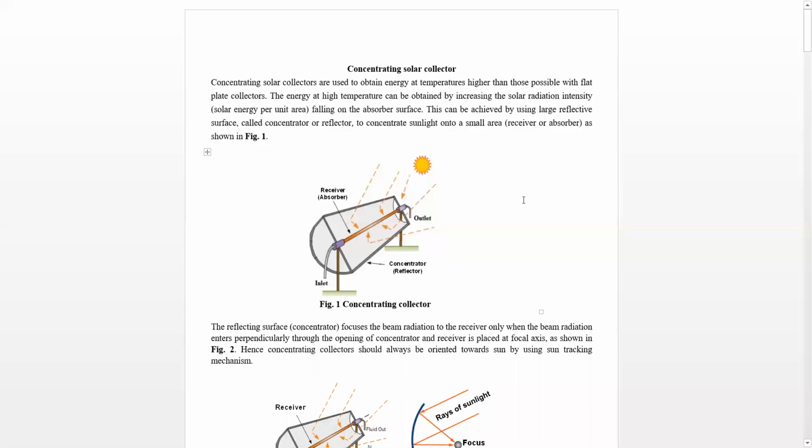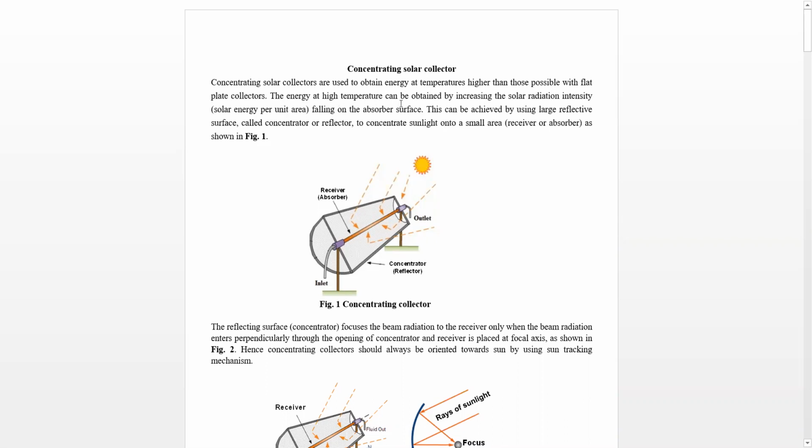This lecture is on concentrating solar collector. Let me first read out this text written over here, then I will explain concentrated solar collector with the help of figure 1 over here. Concentrated solar collectors are used to obtain energy at temperatures higher than those possible with flat plate collectors.